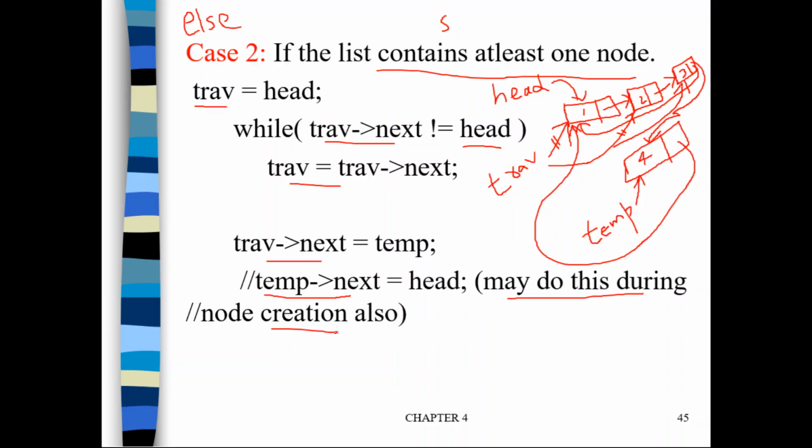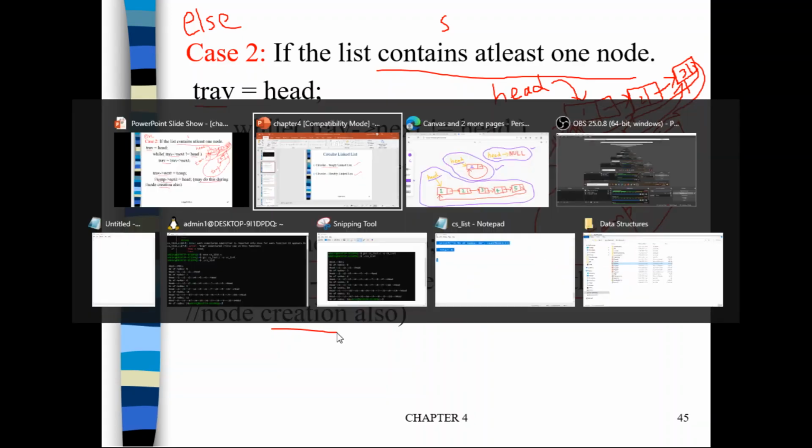So there we are discussing this under two cases. One is adding the new node in an empty list, and the second is adding the new node if the linked list contains at least one node. Now let me show you the actual code.